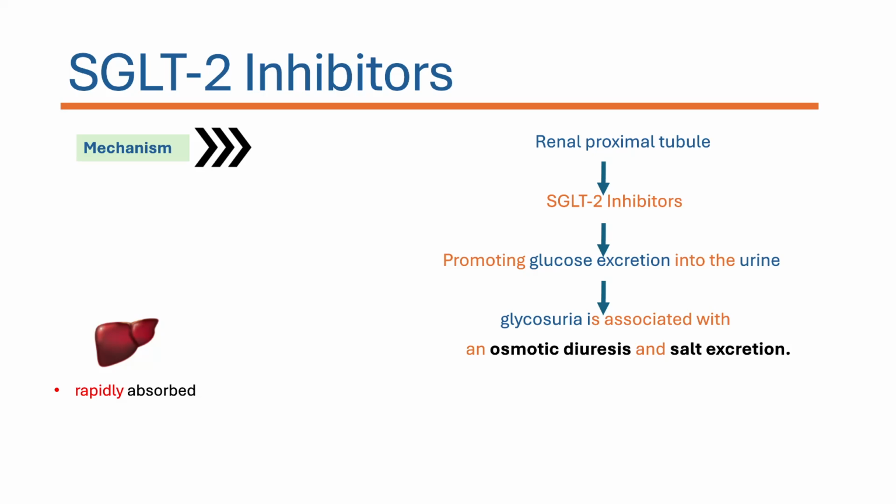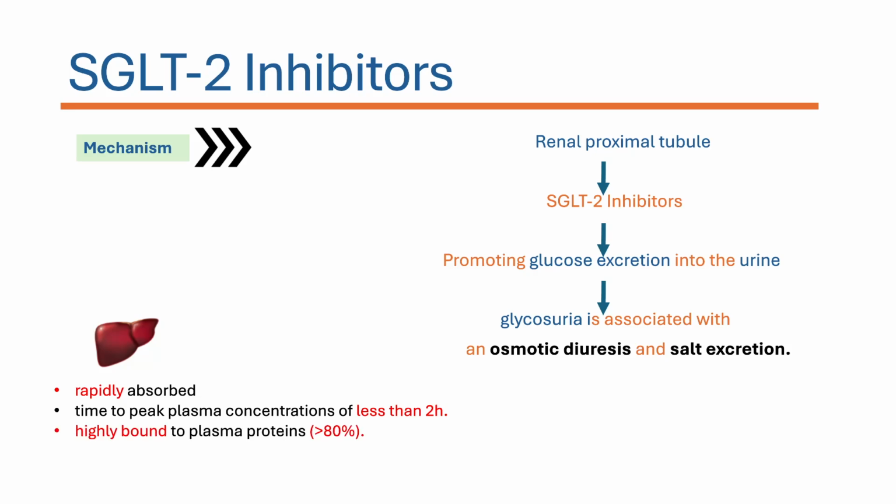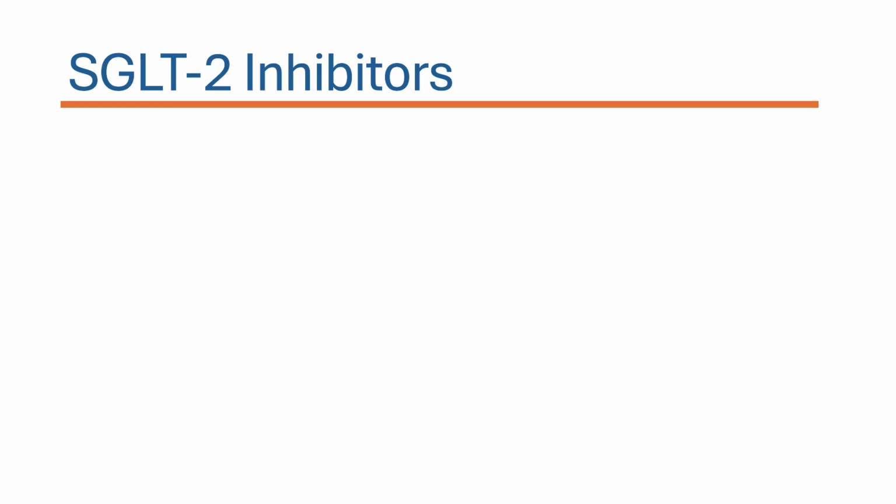When we talk about the absorption, it gets rapidly absorbed and the time to peak plasma concentration is less than 2 hours. And they are highly bound to the plasma protein. More than 80% of the SGLT2 inhibitors are plasma protein bound.